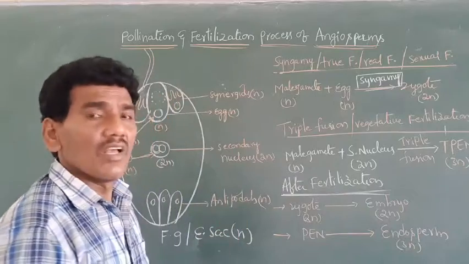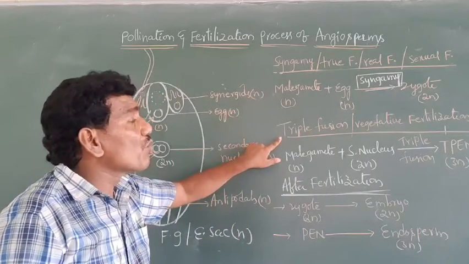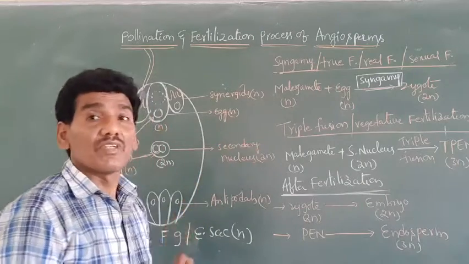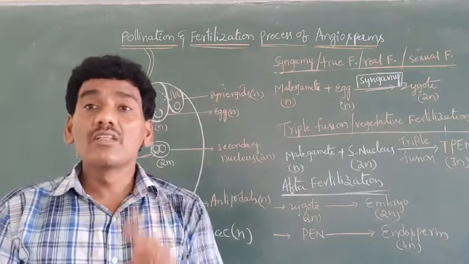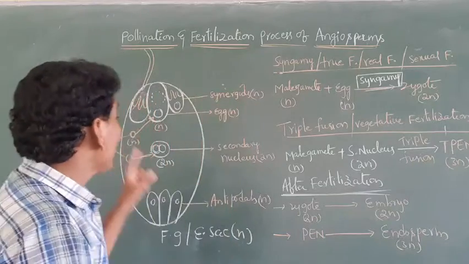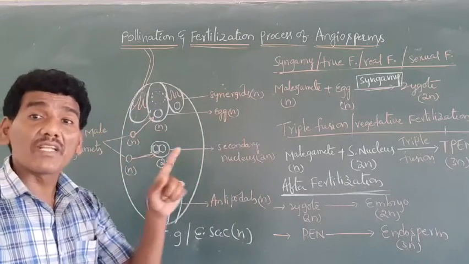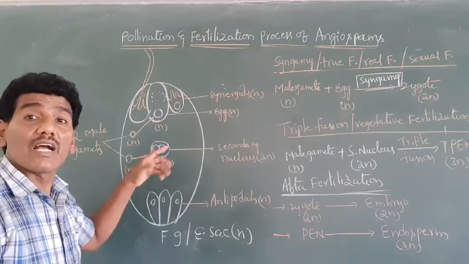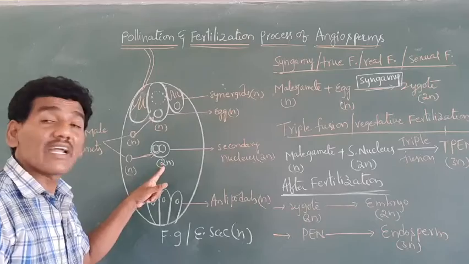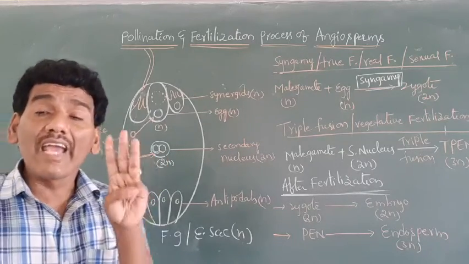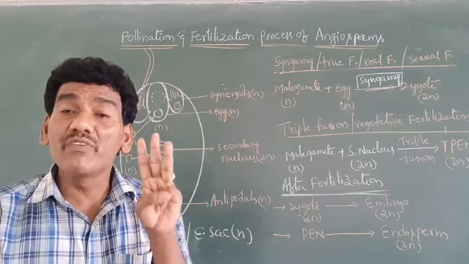Next one, triple fusion, or vegetative fertilization. What is meant by triple fusion? Three haploid nuclei are involved in fertilization. The male gamete is one haploid nucleus. Two polar nuclei combine together to form a diploid secondary nucleus. Here two haploid nuclei. Totally, three haploid nuclei are involved in triple fusion.